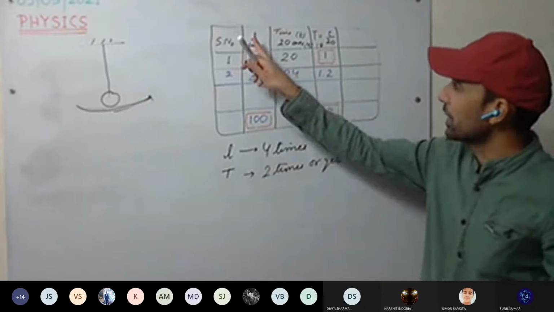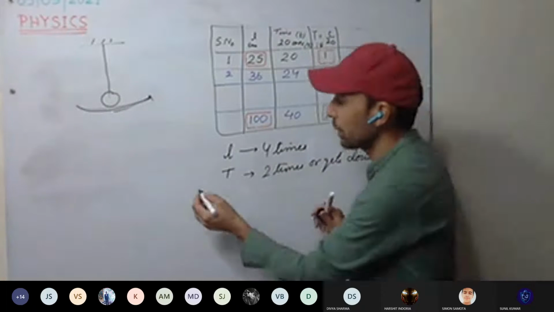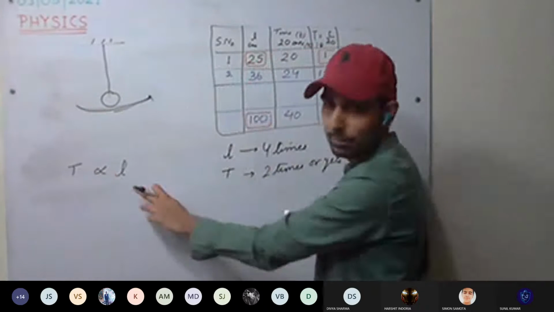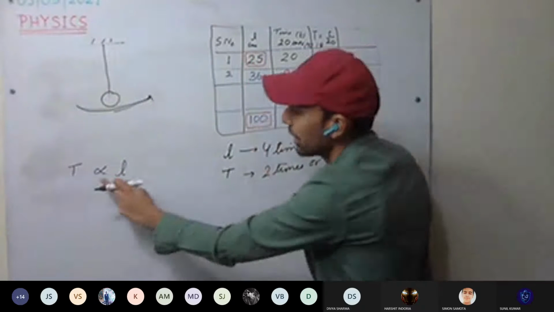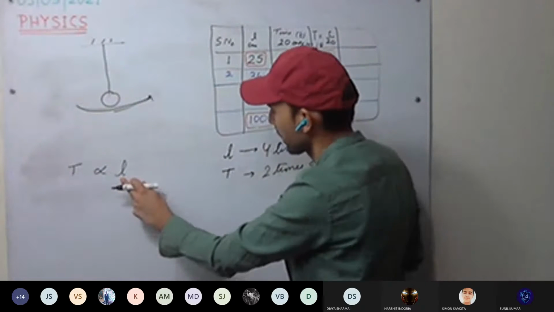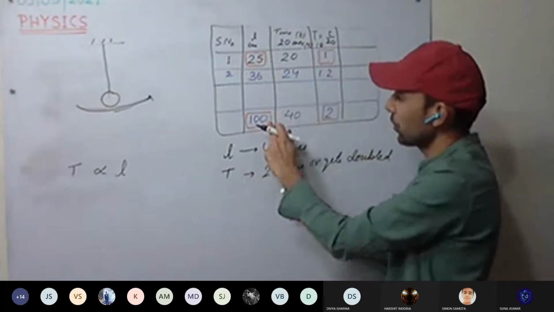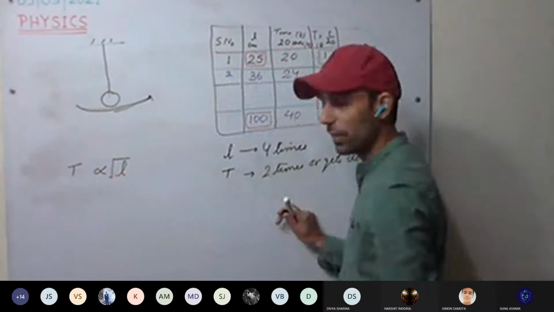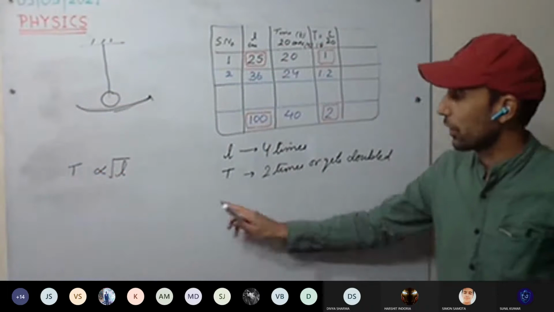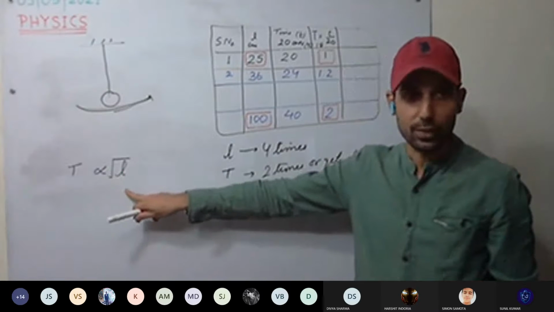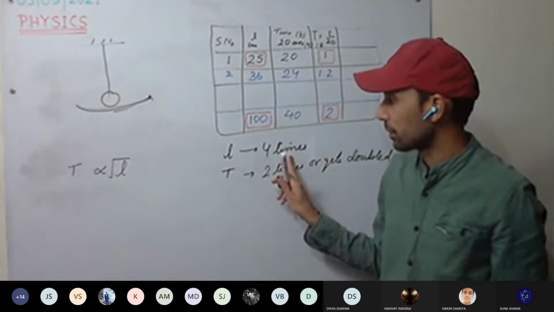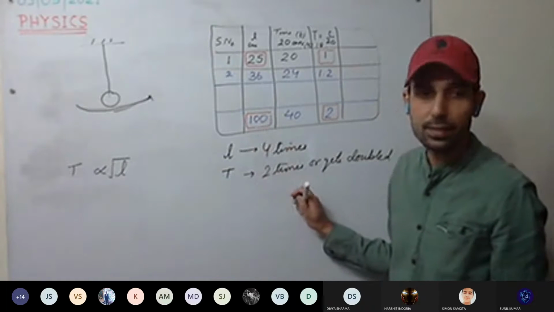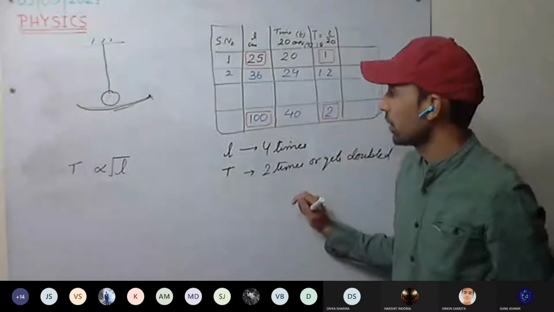So there is a relation between length and time period. Time period depends on length, and how do they depend? When length becomes 4 times, time period gets doubled. So time period, how is it related? Square root of length. It is related with the square root of length. Yes or no? Yes, sir.